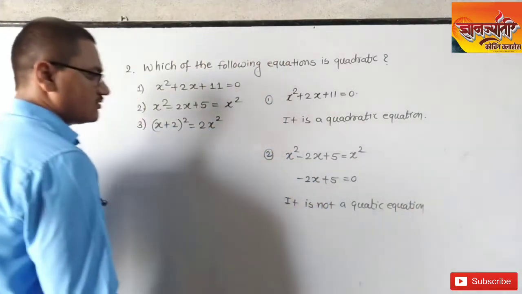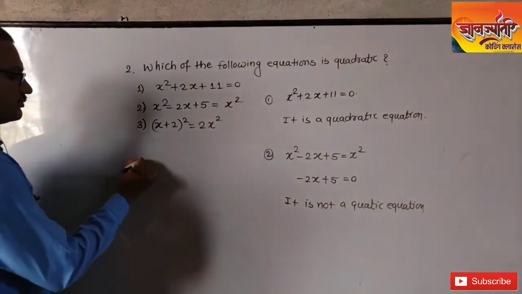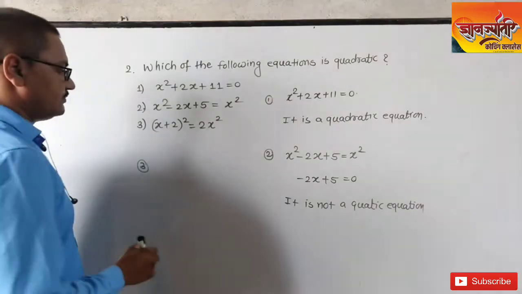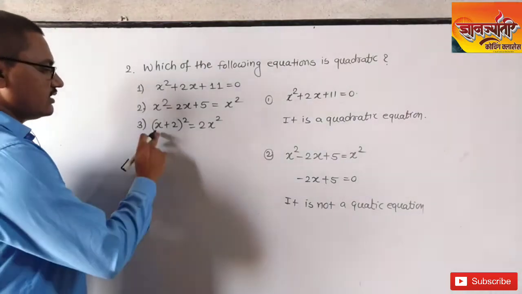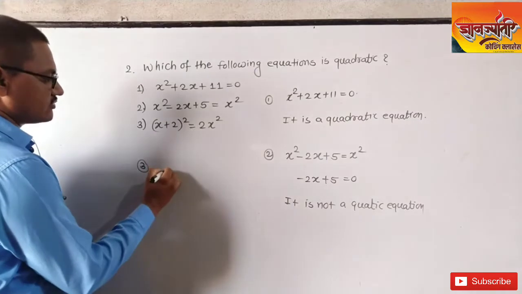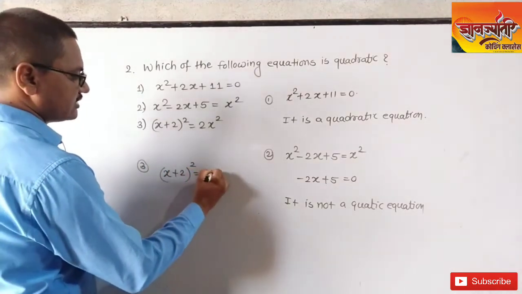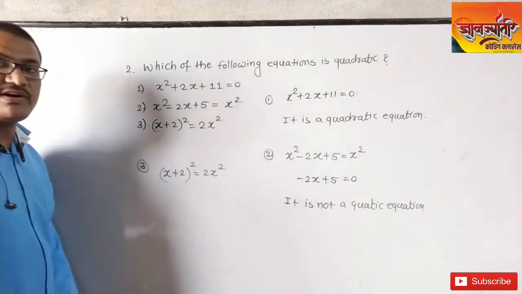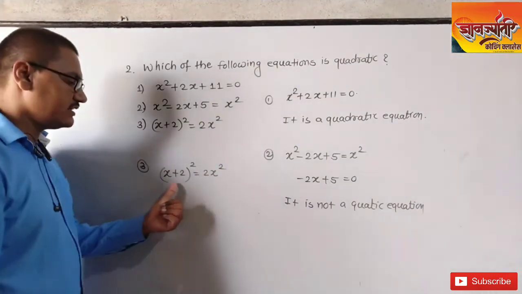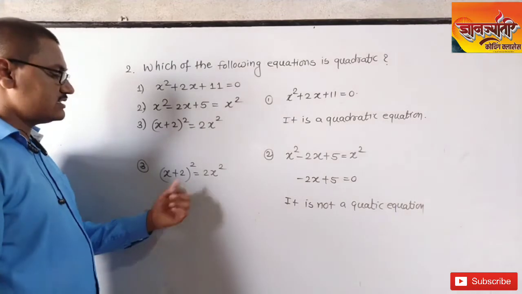It is not a quadratic equation. You can take the third problem, which is (x + 2)² = 2x². Consider (x + 2)² = 2x². After simplifying the left hand side of the required equation, (x + 2)² = 2x².